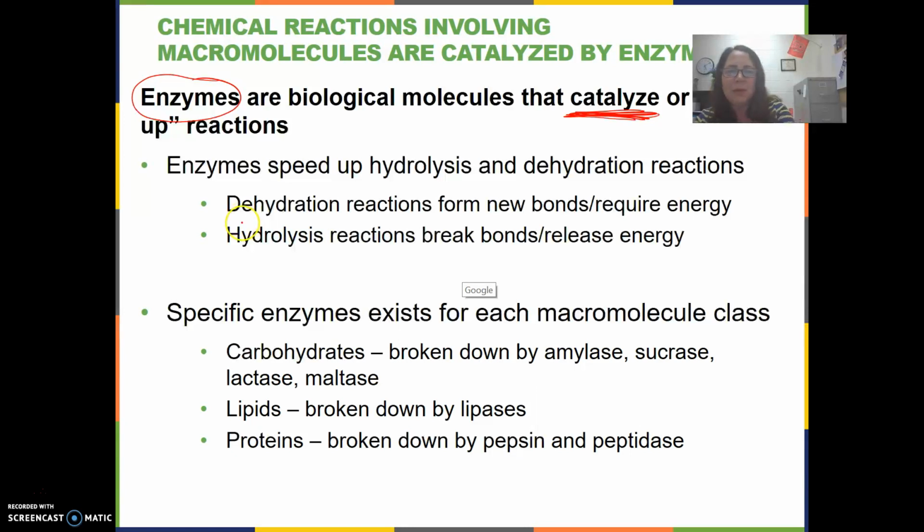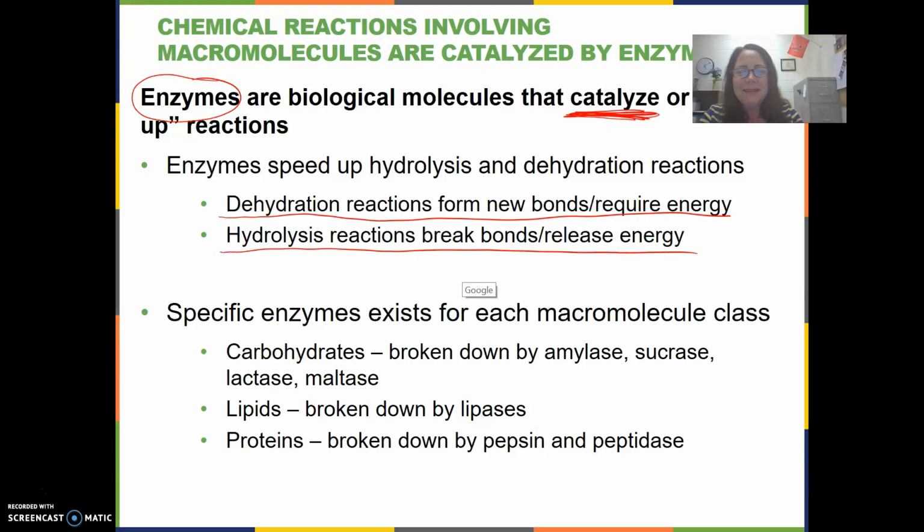Dehydration reactions form new bonds, and they require energy. We call them endothermic. And hydrolysis reactions break bonds, so they release energy. This is what we do when our cells break down the bonds in a molecule of glucose in order to get energy out of the glucose. That is called cellular respiration. But hydrolysis reactions occur when polymers break down into monomers. And every time a hydrolysis reaction occurs, energy is released.